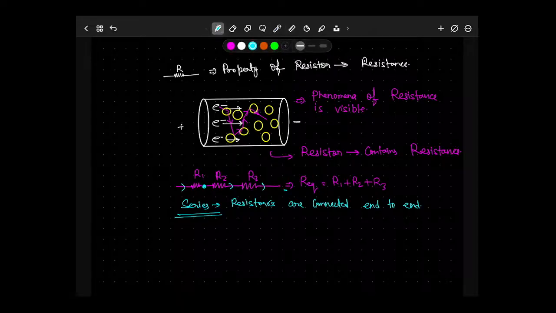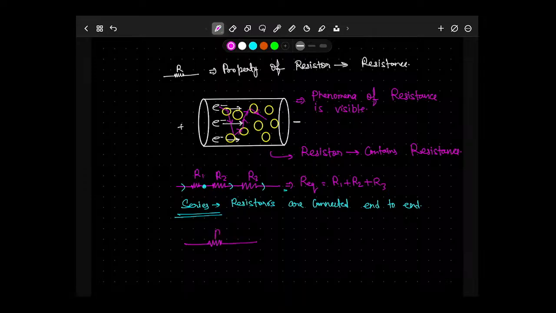So basically from here we conclude that resistors must be connected end to end. It's a series connection. Now what about parallel?